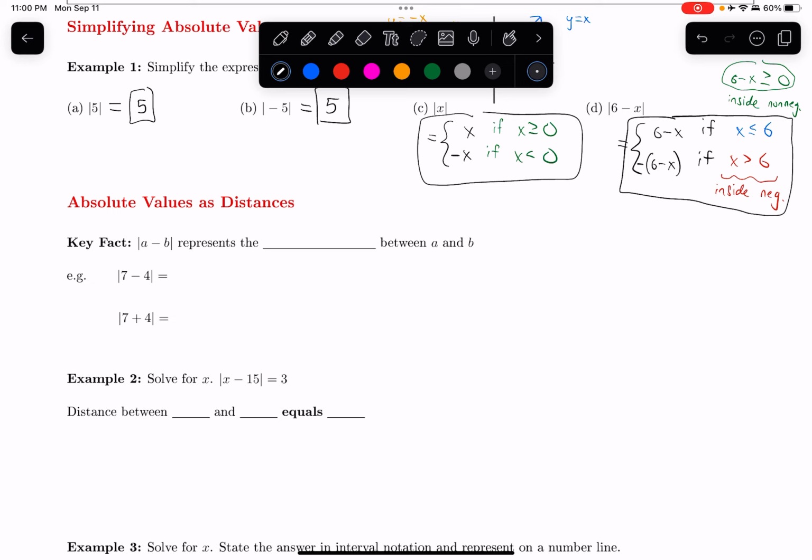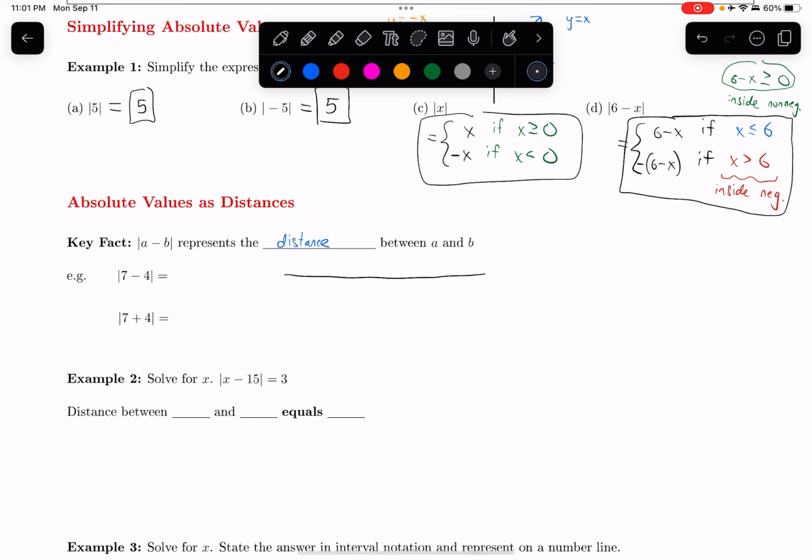In this video, we are continuing section 1.2 on absolute values, and we're going to think about absolute values as distances. Okay, so the key fact is when we have the absolute value of a minus b, this represents the distance between the numbers a and b. So let's look at a few examples to see if we can convince ourselves that this is the case.